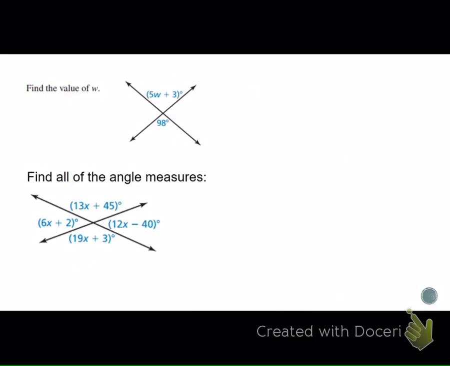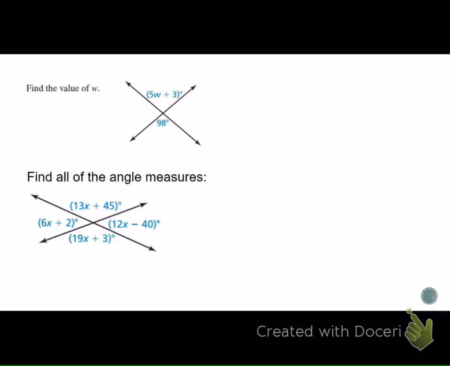Okay. Let's look at the last example here, and then we'll be done. So find all the angle measures. There are multiple ways you can do this. It doesn't just have to be with vertical angles. What else is going on here besides vertical angles? What else do you see in this image besides vertical angles? Supplementary or linear pairs, right?